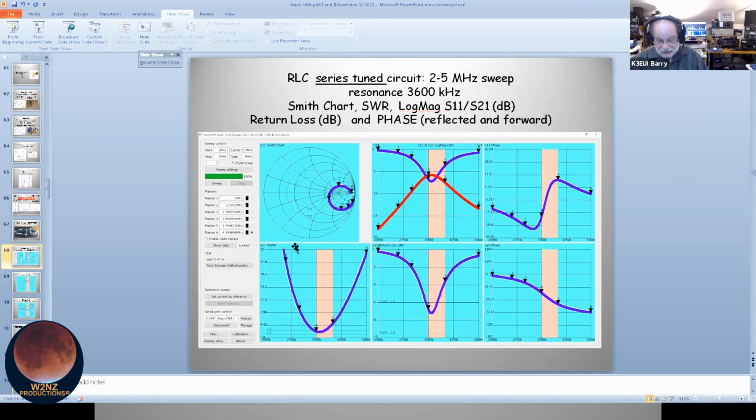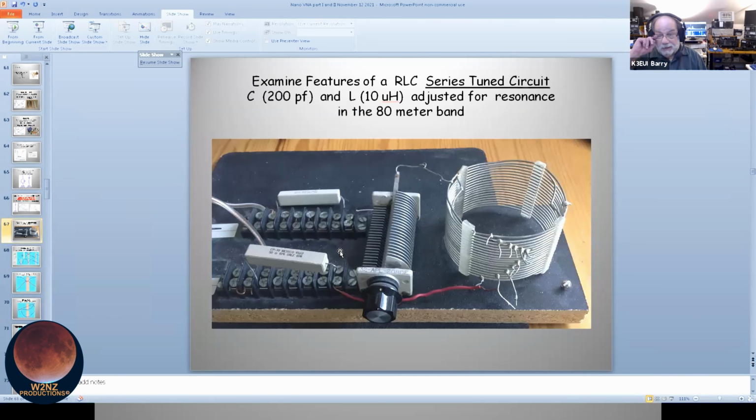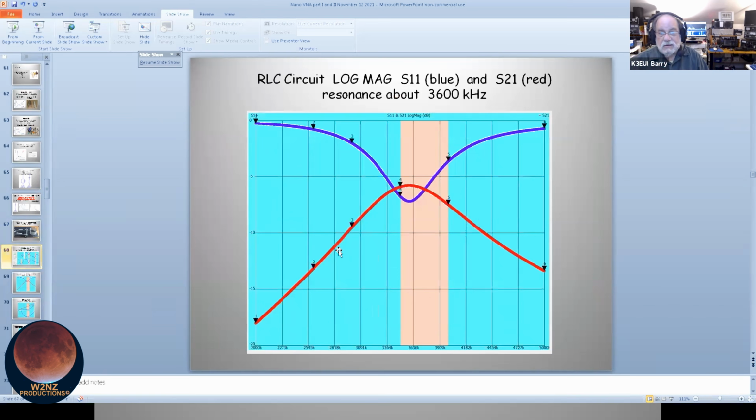So in just building this little simple, cheap thing and playing with it, I learned a lot about what the charts are telling me, and especially phase. Then I hook it up to my different antennas, and wow, this is an interesting one. Engineers could talk about this for an hour. The log magnitude of the S11 and the S21 curves. Oh man, this tells you so much.